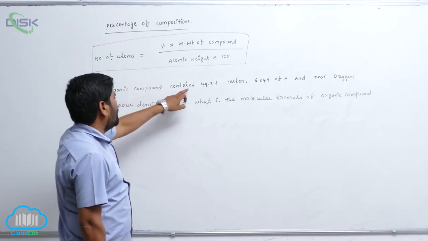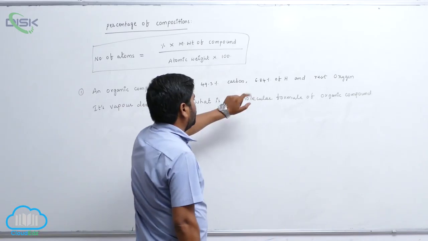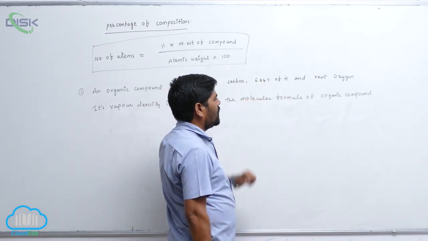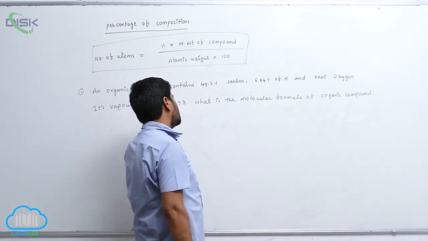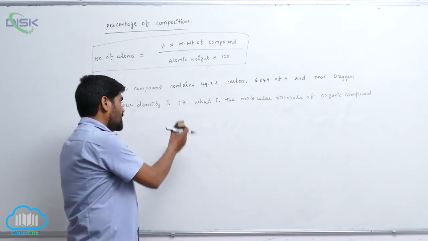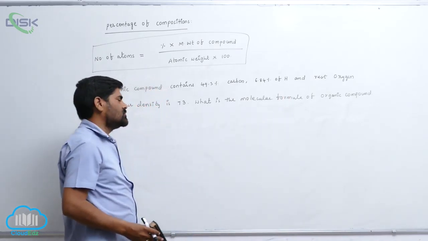Now, an organic compound contains 49.3% of carbon, 6.84% of hydrogen, and the rest is oxygen. Its vapor density is 73. What is the molecular formula of the organic compound?